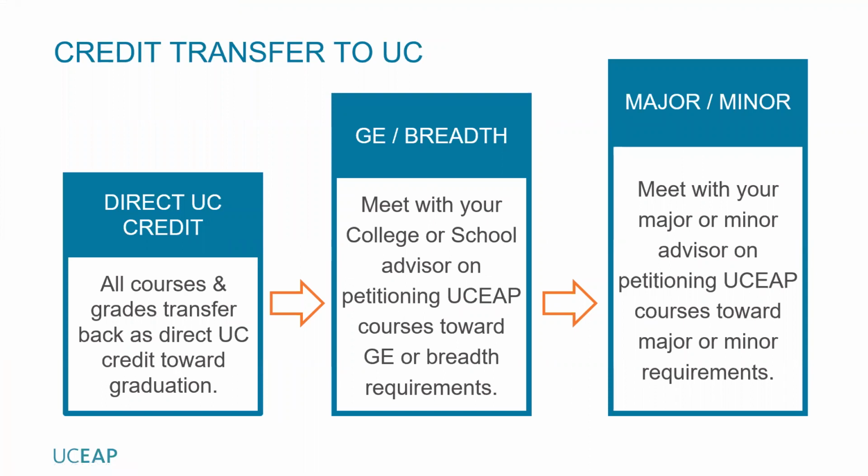While researching programs and courses, please keep in mind that all the courses that you take abroad will transfer back to your campus as direct UC credit towards graduation. All of the grades will appear on your UC transcript and will be calculated into your UC GPA. If you want to apply courses from abroad towards GE breadth requirements, you need to meet with your college or school advisor. They will need to review your courses to determine if they fulfill any breadth requirements. The same goes for major or minor requirements. You will need to meet with your major or minor advisor to discuss your study abroad academic plans.